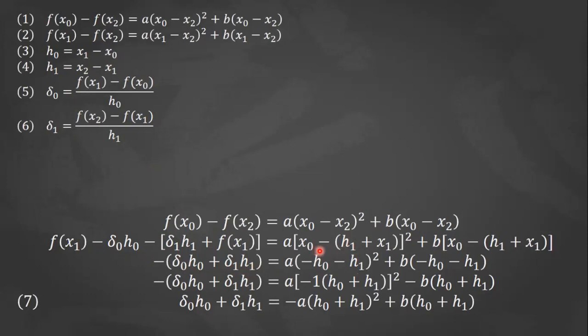Kini si x sub 0, di ba pag distribute nimo ani negative h sub 1, negative x sub 1. Kini si x sub 0 minus x sub 1, di ba mao ni siya say negative h sub 0, diba? So, mahimo na siyang negative h sub 0 minus h sub 1 plus b, then negative h sub 0 minus h sub 1. Okay?